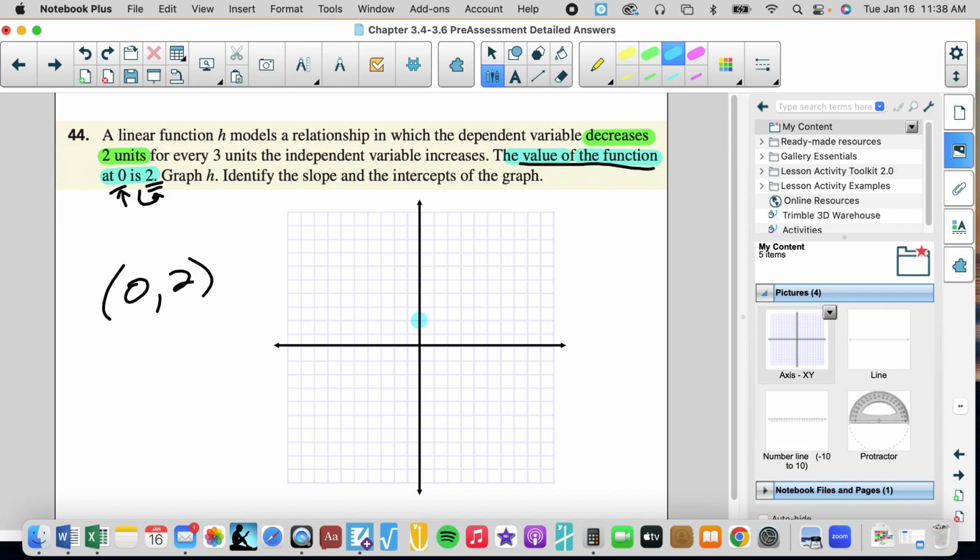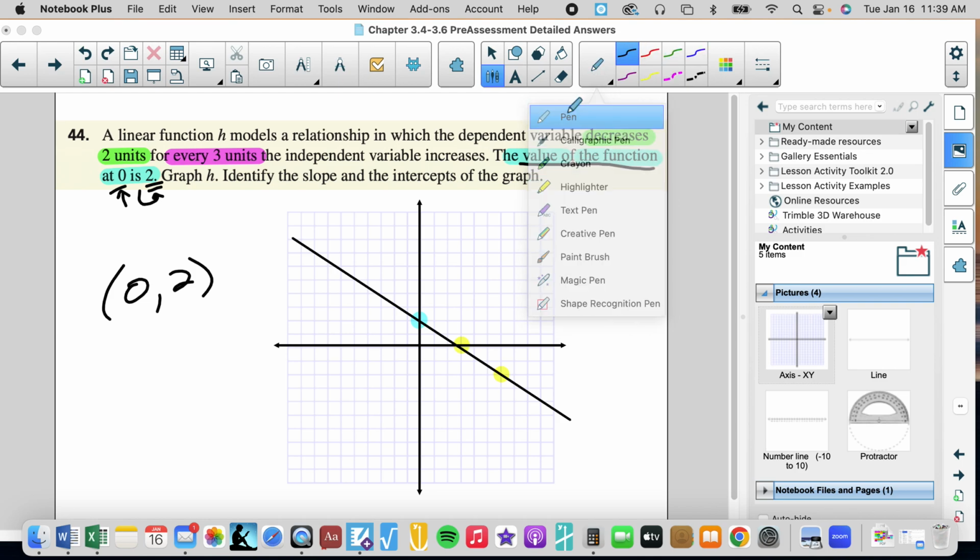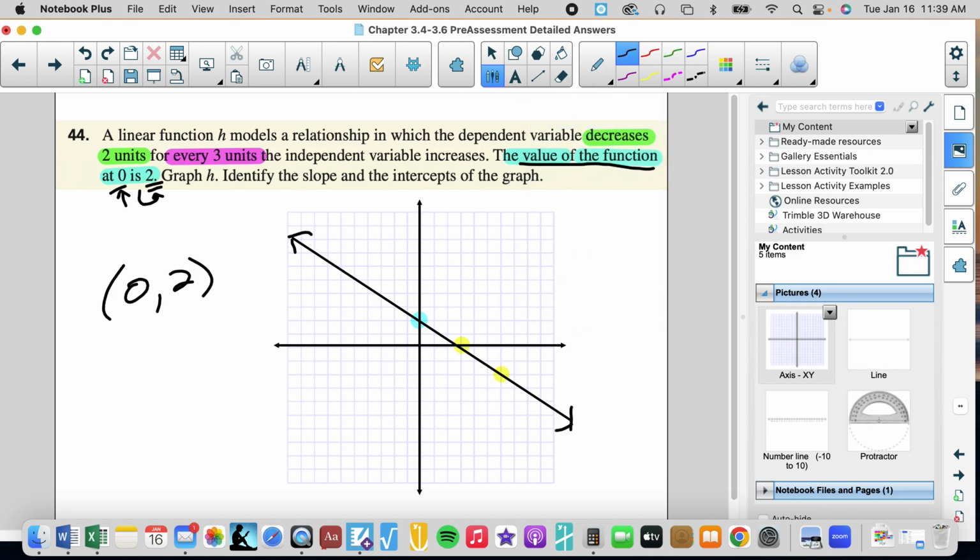And then it's going to decrease 2 units for every 3 units. So that's positive 3, the independent variable increase. So it's going to go down 2 and right 3. Down 2, right 3. Looks like that. We have it. That'll be real interesting to see if I am correct. That is the point 0, 2. This is the point 3, 0. And this is the point 6, negative 2. It looks pretty good. I like it.